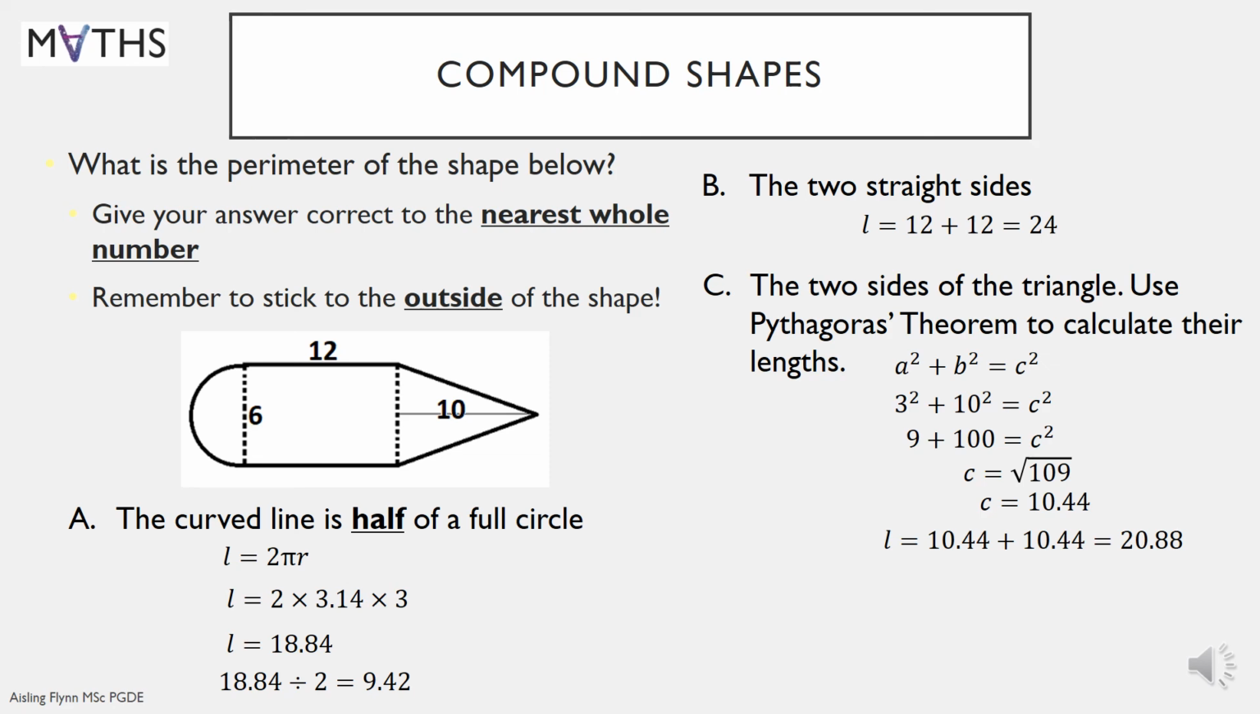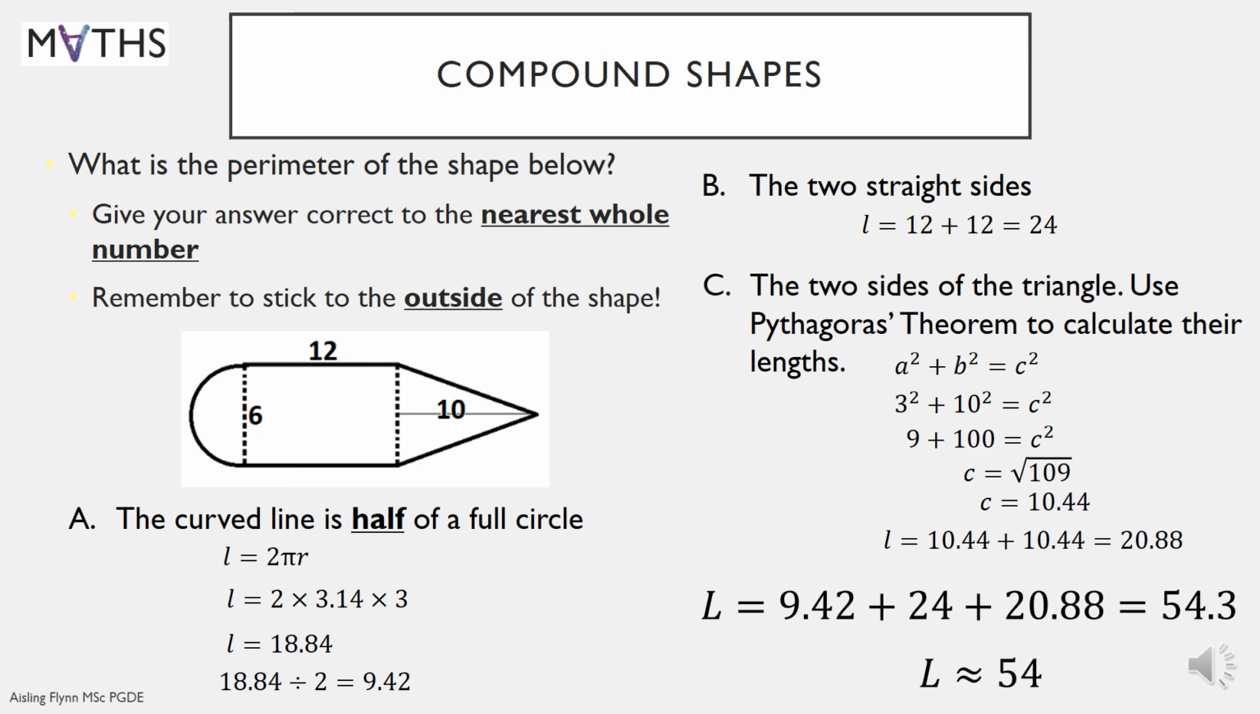So to answer the question we were asked, what is the perimeter of this compound shape? We have to add the individual answers from A, B, and C together. We get 54.3. Okay, returning to the question and the instructions, give your answer correct to the nearest whole number. We'll say the perimeter is roughly equal to 54.